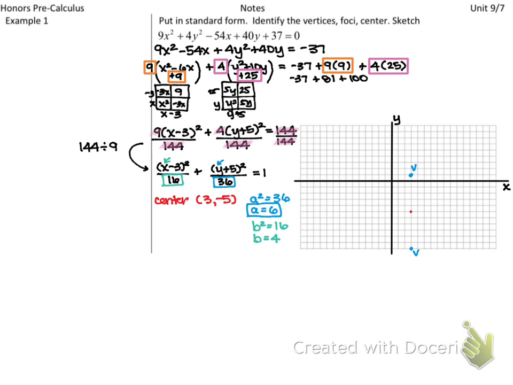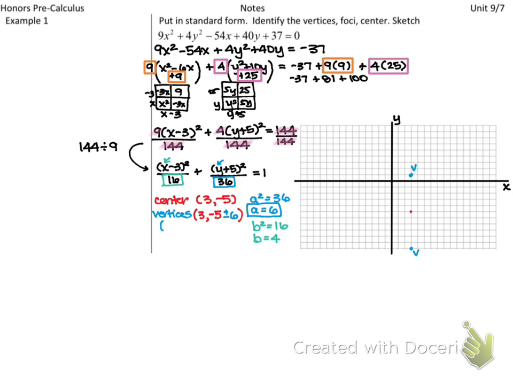So from here, I can go ahead and identify what those are. So my vertices, what I did was I took my center, 3, -5. And I went up and down 6 units. Up and down affects the y value. So I went up and down 6 units. That's all I did.